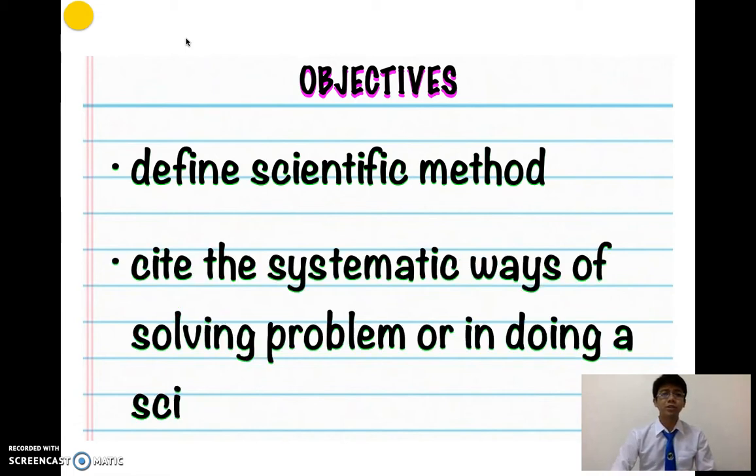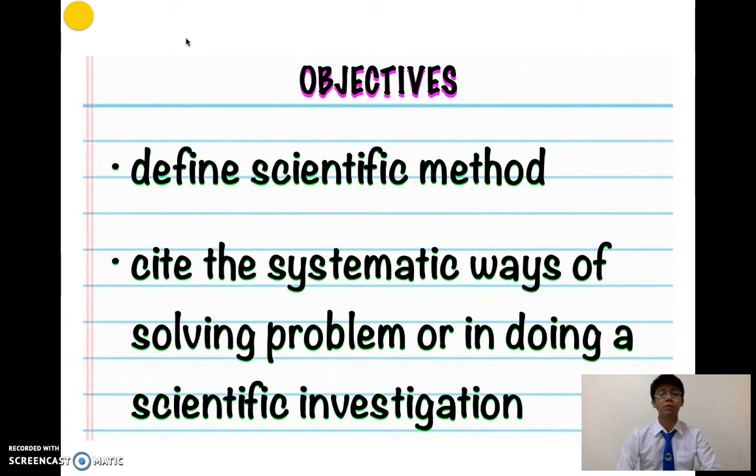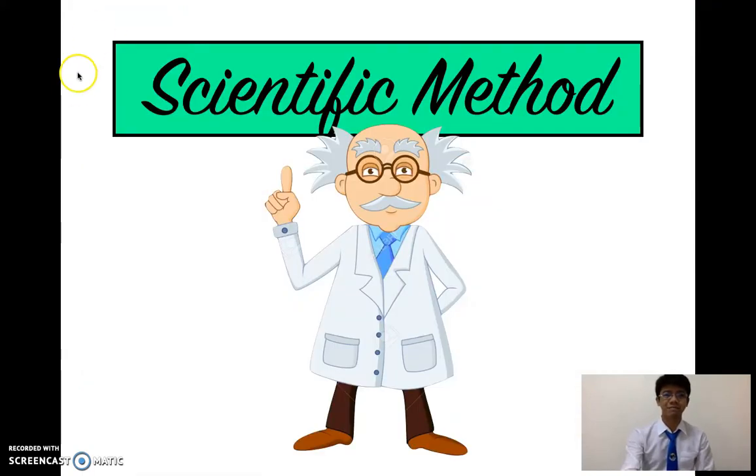Then you also need to cite the systematic ways of solving problems or in doing a scientific investigation. When we say systematic ways, there is somewhat like a system or pattern or order being followed. Specific, step one, step two, and step three. It's actually organized. Okay? So let's see what are the systematic ways in solving problems. So we will start discussing scientific method.